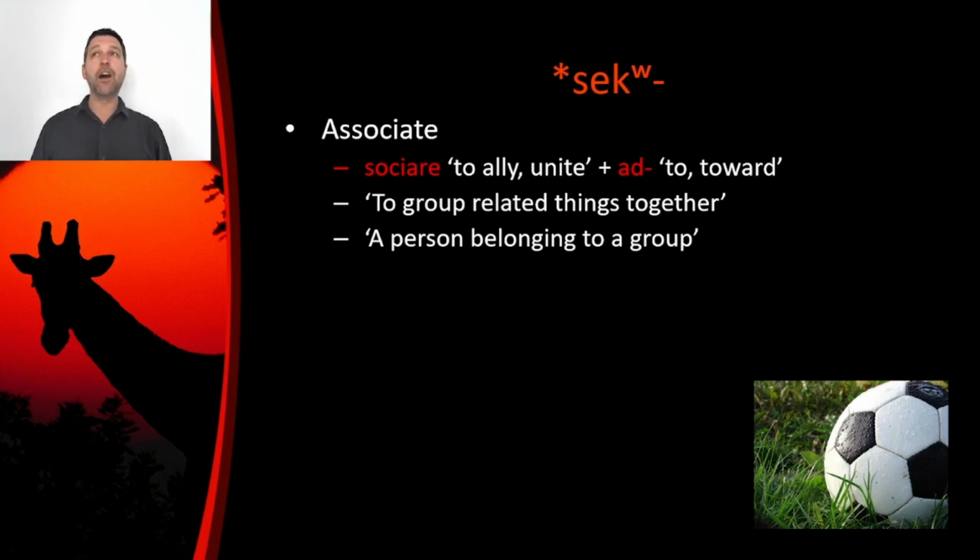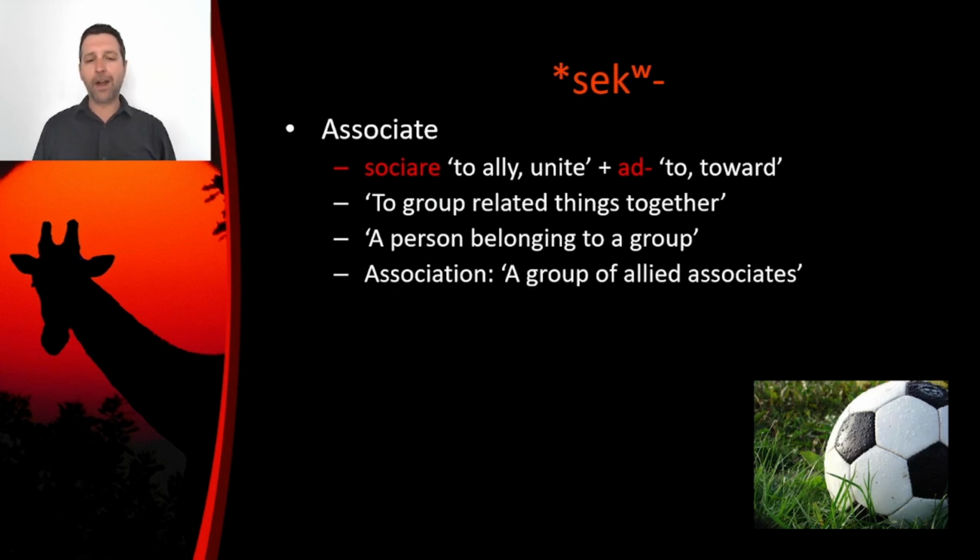If you are an associate, this is a common word that's used for employees today in different stores, for instance. Then you are a person belonging to a group. You've been allied with other people who are also getting paid a paycheck by this company, and you're all working together in this particular store or restaurant or wherever it is you're working, and you might get called an associate because of that, all right?